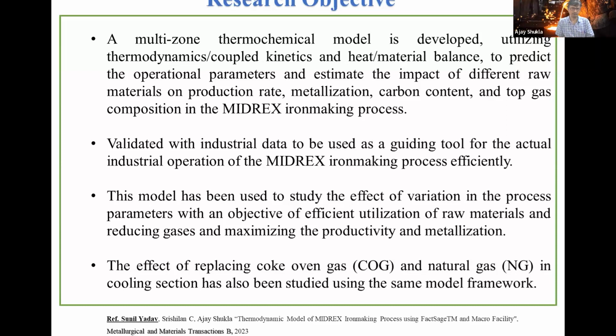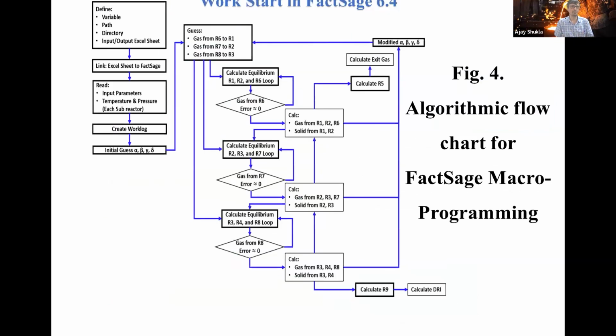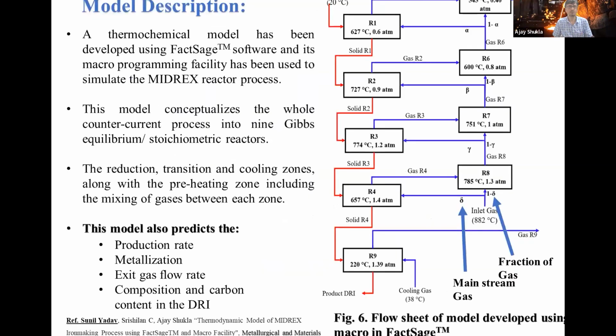So finally, the effect of replacing some coke oven gas and natural gas in the cooling section was also studied with the help of the same model framework. So this is the work plan. Actually, I'm just skipping this slide. This is the flow sheet actually. So basically, the process has been developed and a lot of calculations have been made in a repetitive manner until it has been matched with the industry data. So I'm skipping this one also.